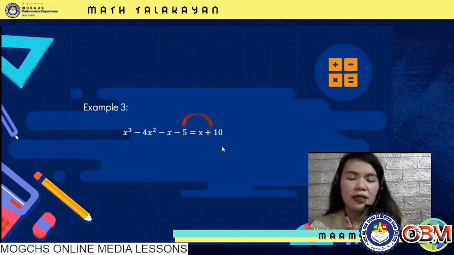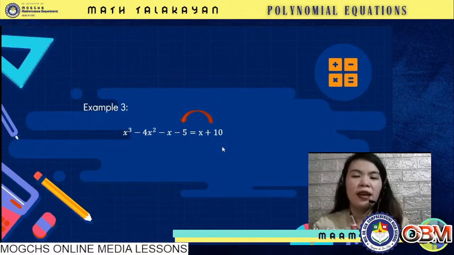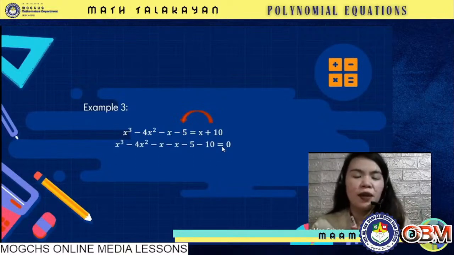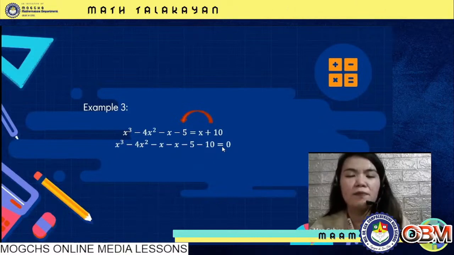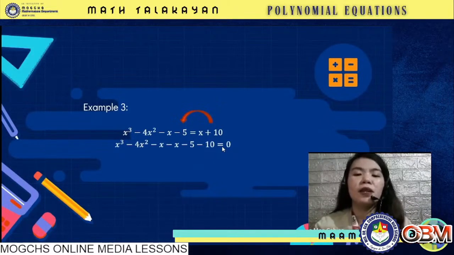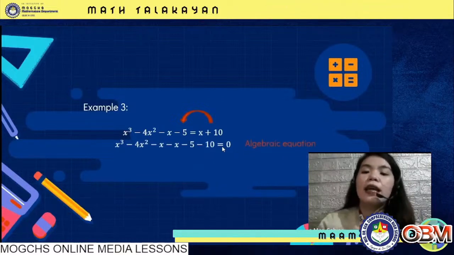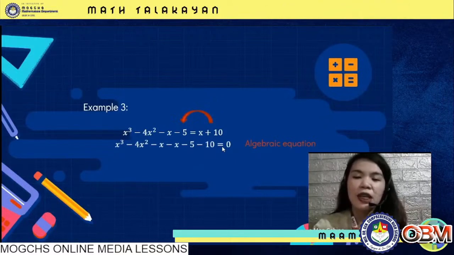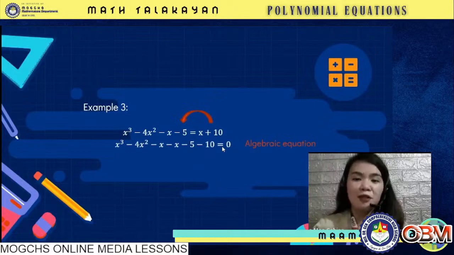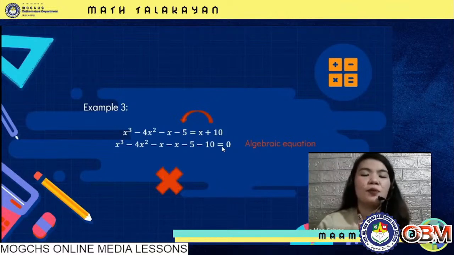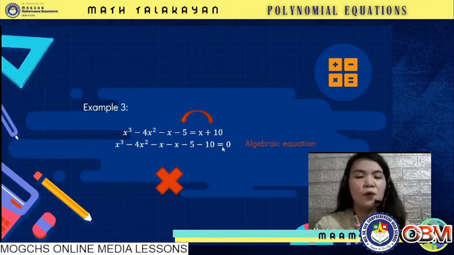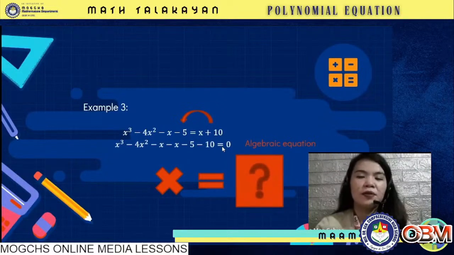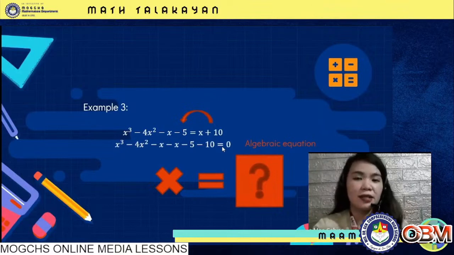So in this case, if we transpose x plus 10 from the left to the right, then we'll have x cubed minus 4x squared minus x minus 5 minus 10 equal to 0. Then this is an algebraic equation. And remember class that an algebraic equation is always a polynomial equation. So here again, we will find the value of x. So I will be giving you this one as your exercise at home.